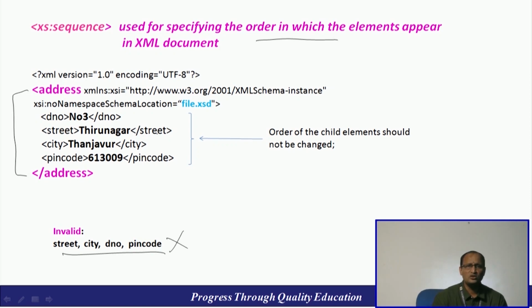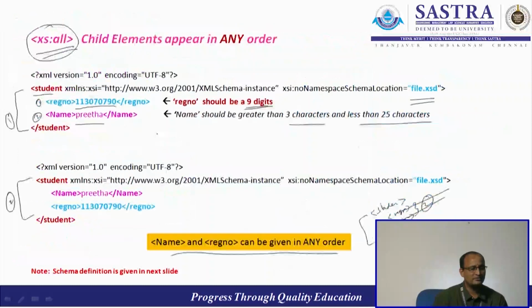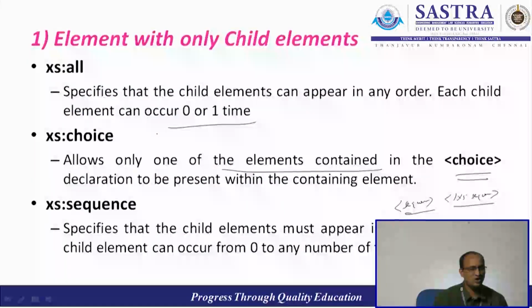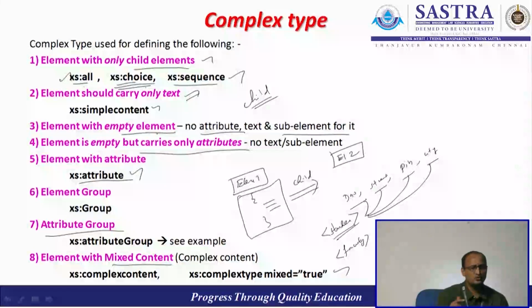These are the three types of XML skeleton designing. I have all, choice, sequence. So the three can be given for an element which is carrying child elements. Suppose the element does not carry any child elements. The element should carry only text. There is no chance for child elements.